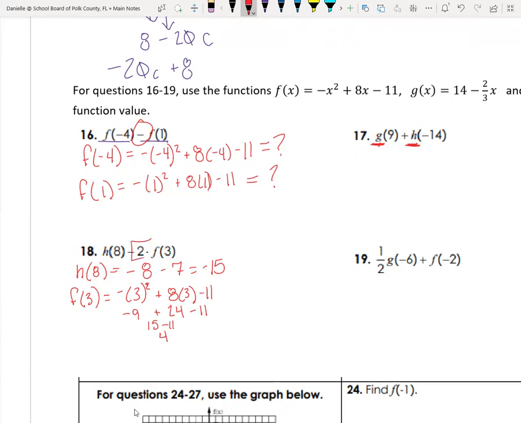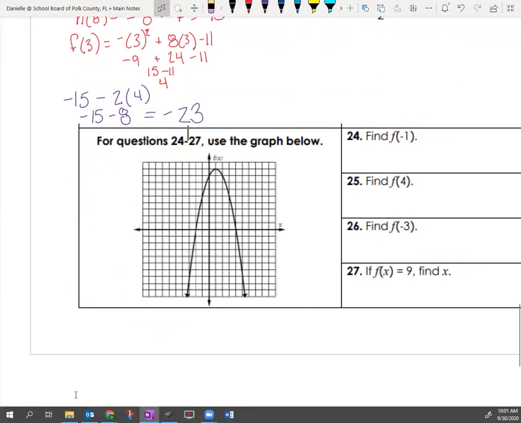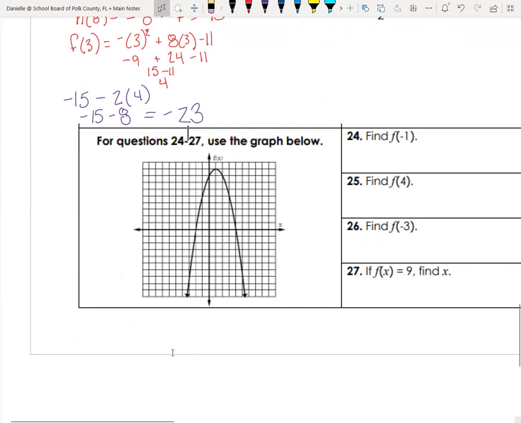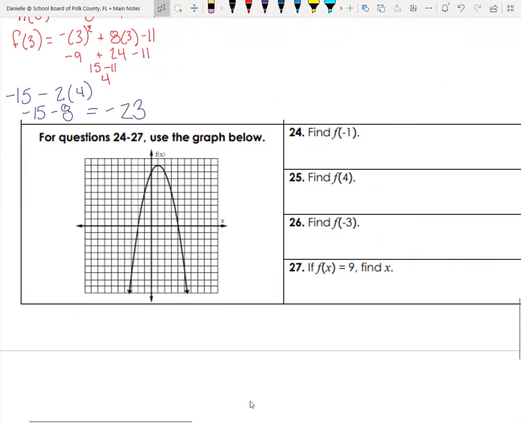Now, not only do I need to do that, but I need to multiply it by 2. So if we were to rewrite the entire thing with our new answers, we would have negative 15 minus 2 times 4, which gives me negative 15 minus 8, which would be negative 23, if I know how to add and subtract correctly. So you're going to do something similar with number 19. We'll go ahead and re-talk about this one at the bottom. If I could scroll. There we go.